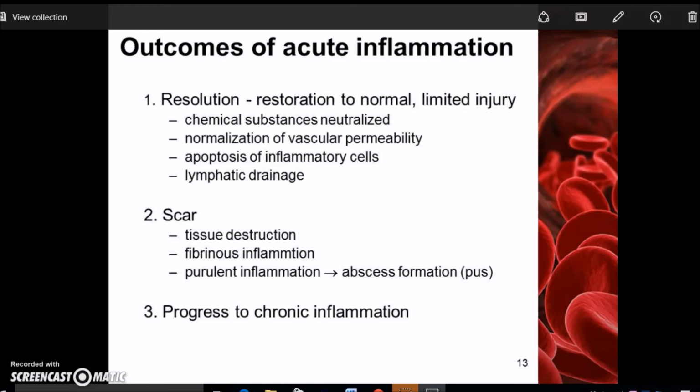We may get a scar tissue formation, which may be good healing or it may be a problem. There's a condition called hypertrophic scar formation, which can cause a lot of pain, and quite often we won't get resolution, we'll get progression to chronic inflammation. So a lot of the patients that you see will be suffering from chronic inflammation.